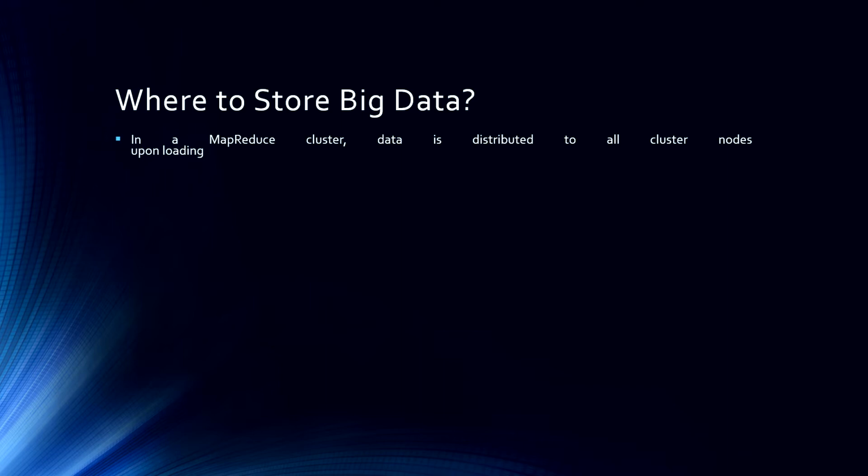So where do we store the big data? In a MapReduce cluster, data is distributed to all of the cluster nodes upon loading. It's not just present at one place. Imagine banking transactions that are recorded on a banking server. How important is each transaction? Every transaction is really important for our banking security system to function. We require all of those transactions. Even if one transaction is lost, we might lose a trace.